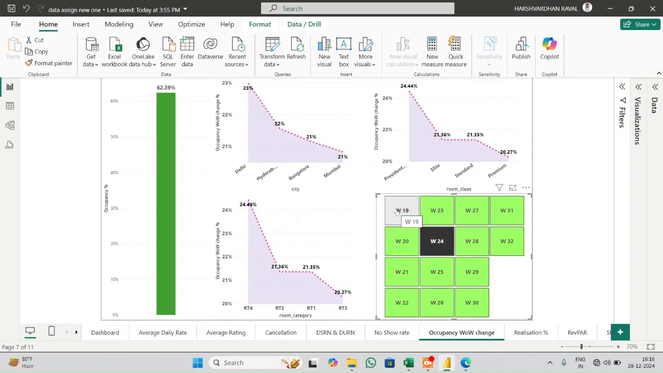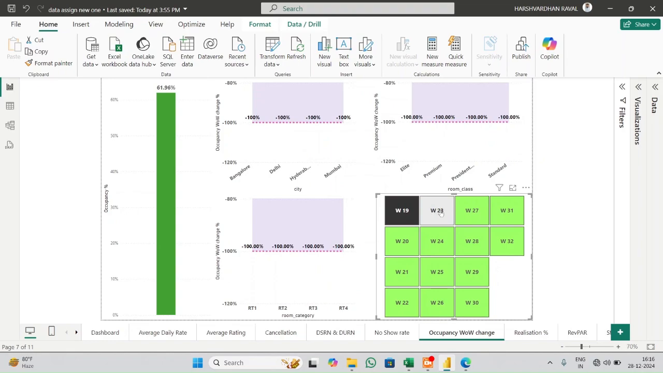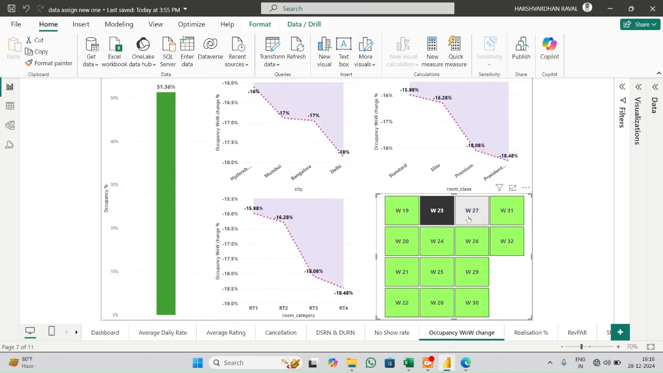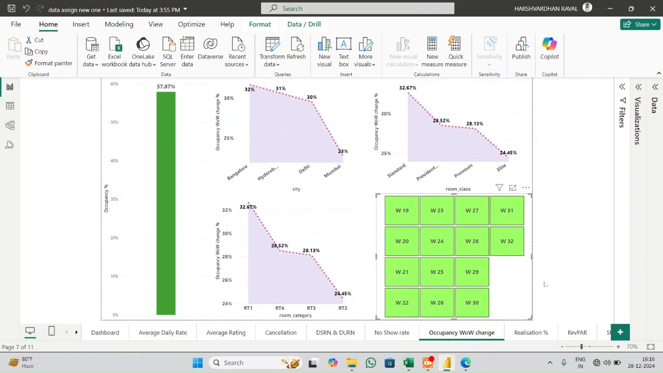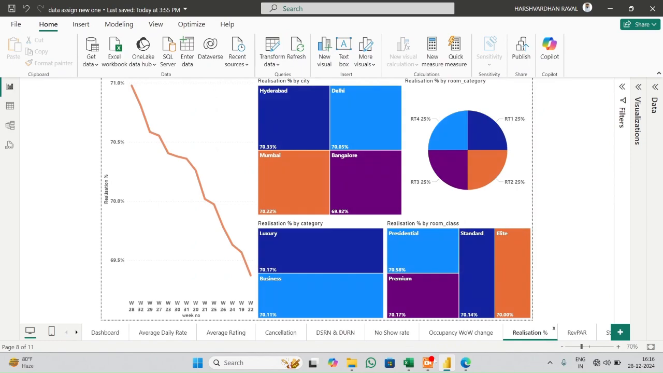Let's just see the overall percentage. For week 19 there is no such data. Okay, it is very low. It means in week 23, I think there was no season for customers to come to the hotel. That's why it is negative. Look, after week 27 it is slightly increasing. So we can draw the conclusion based on the requirement.